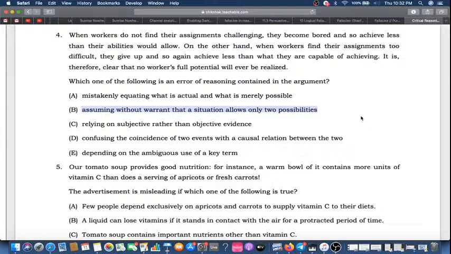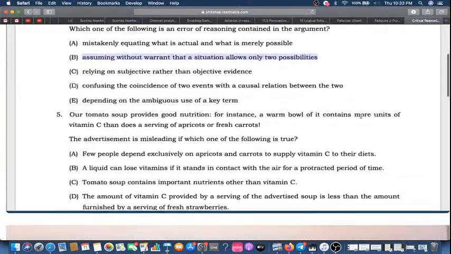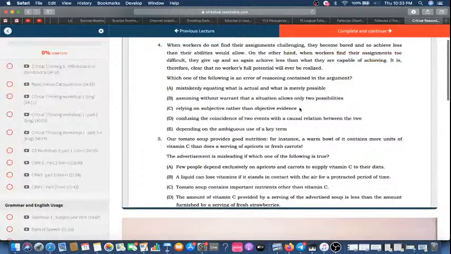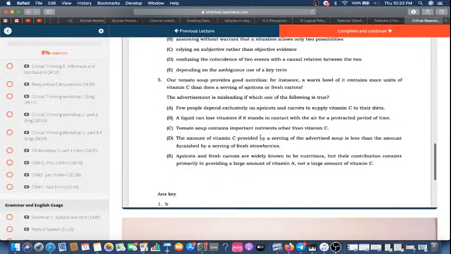Nobody marked C, which is great news. And okay, D and E we looked at already, right? One last question for the day.